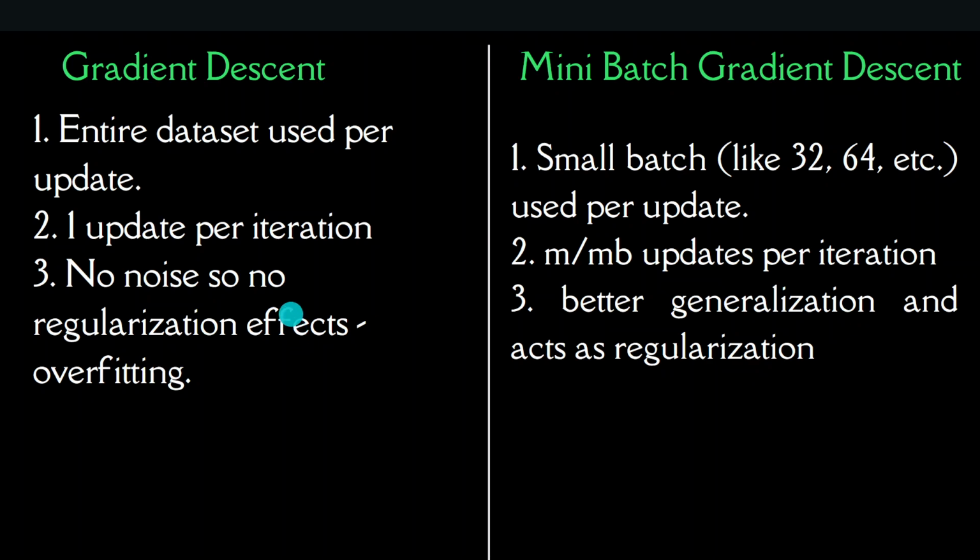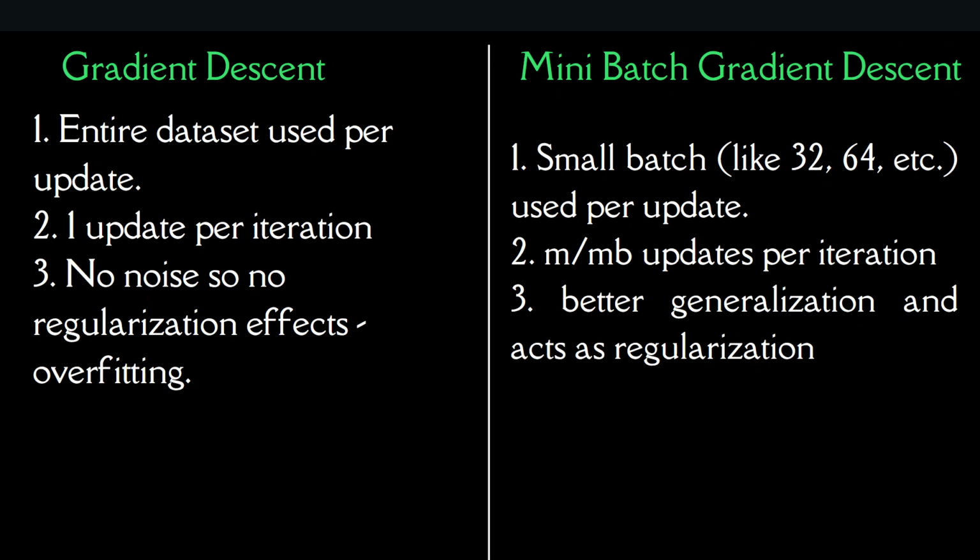Here you can see the difference between gradient descent and mini batch gradient descent. In gradient descent, we use the entire dataset for an update. In mini batch gradient descent, we split the input dataset into batches and get an update for each batch. So for gradient descent, we have just one update per iteration, but in mini batch, we will have a total of m by mb updates per iteration. Here m is the length of the input vector.